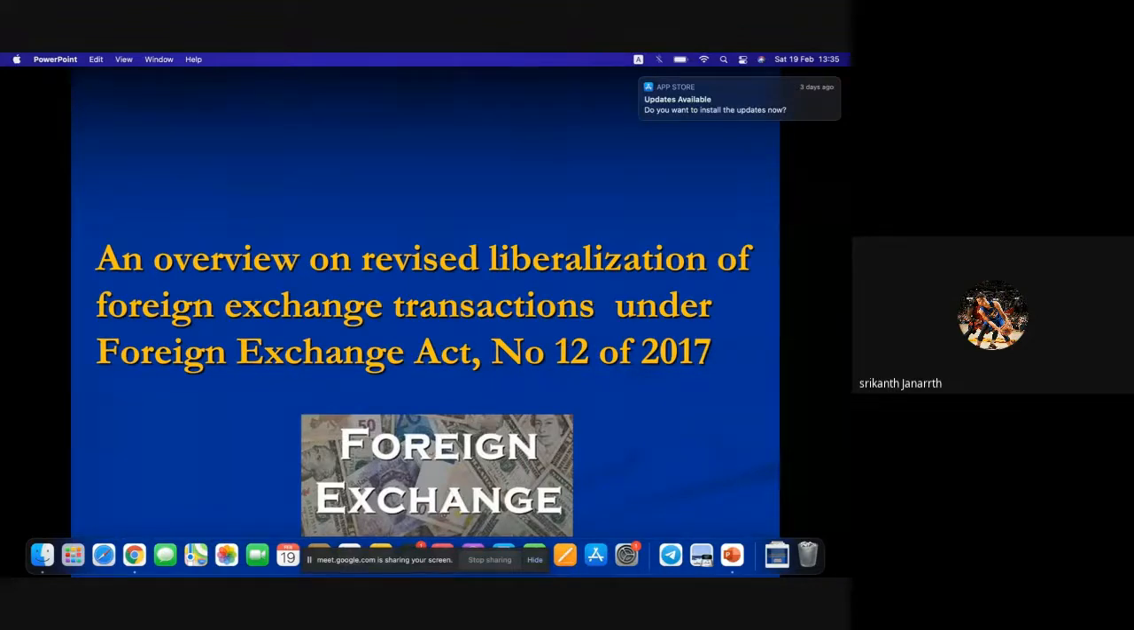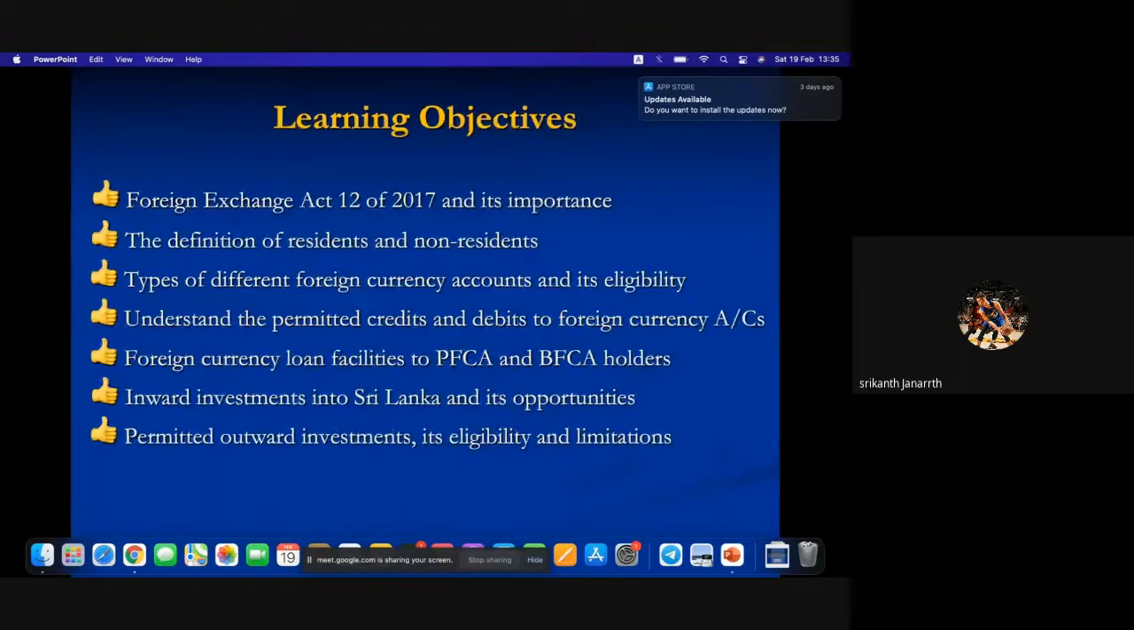So the learning objective: by the end of the session, you should be in a position to know what this Foreign Exchange Act is, why it was introduced, and its importance, right? Once you have the presentation completed, you are in a position to know why it was implemented, why the new act was enacted in the parliament, and its importance, right?